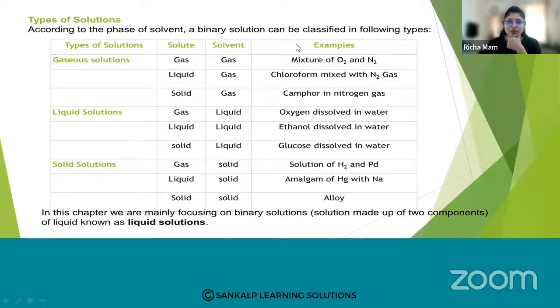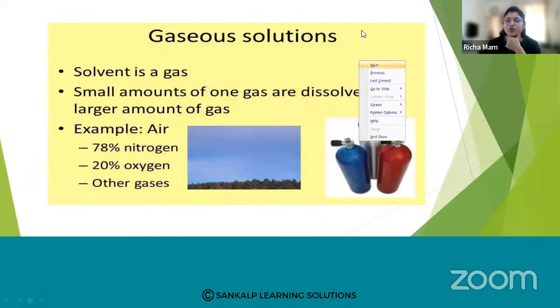So these binary solutions are classified into three types: gaseous solutions, liquid solutions, and solid solutions, right? Depending on what type of solute and what type of solvent, we have discussed the examples also. All these things we discussed in our previous class. As you all know, we are mainly focusing in this chapter on liquid solutions. We are only going to focus on liquid solutions. For our understanding, we also saw what gaseous solutions are.